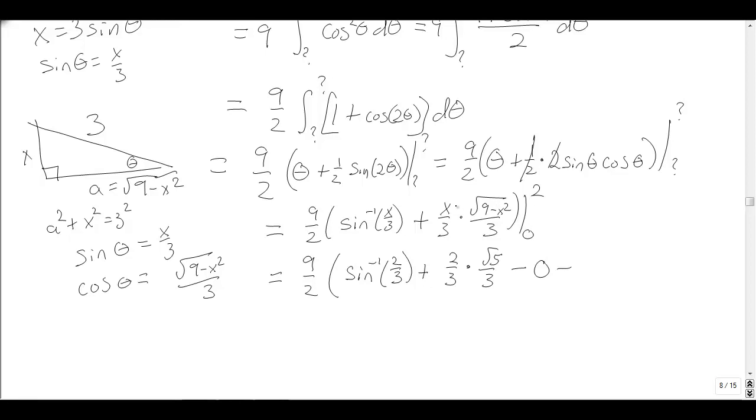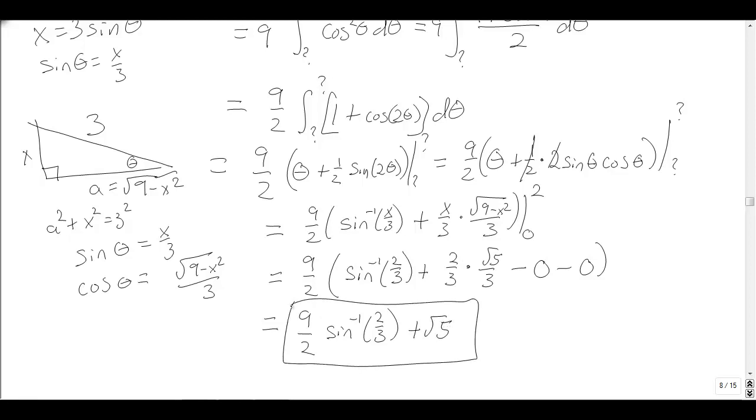Minus, when you plug in a 0, this x gives us 0, and then we get some other stuff, so that's 0. So in the end, what we get for an answer is 9/2 inverse sine of 2/3. And then if I distribute the 9 halves, the 9 will cancel the 3's, the 2 will cancel the 2's, so we get a plus square root 5. So there's our answer. On to the next one.